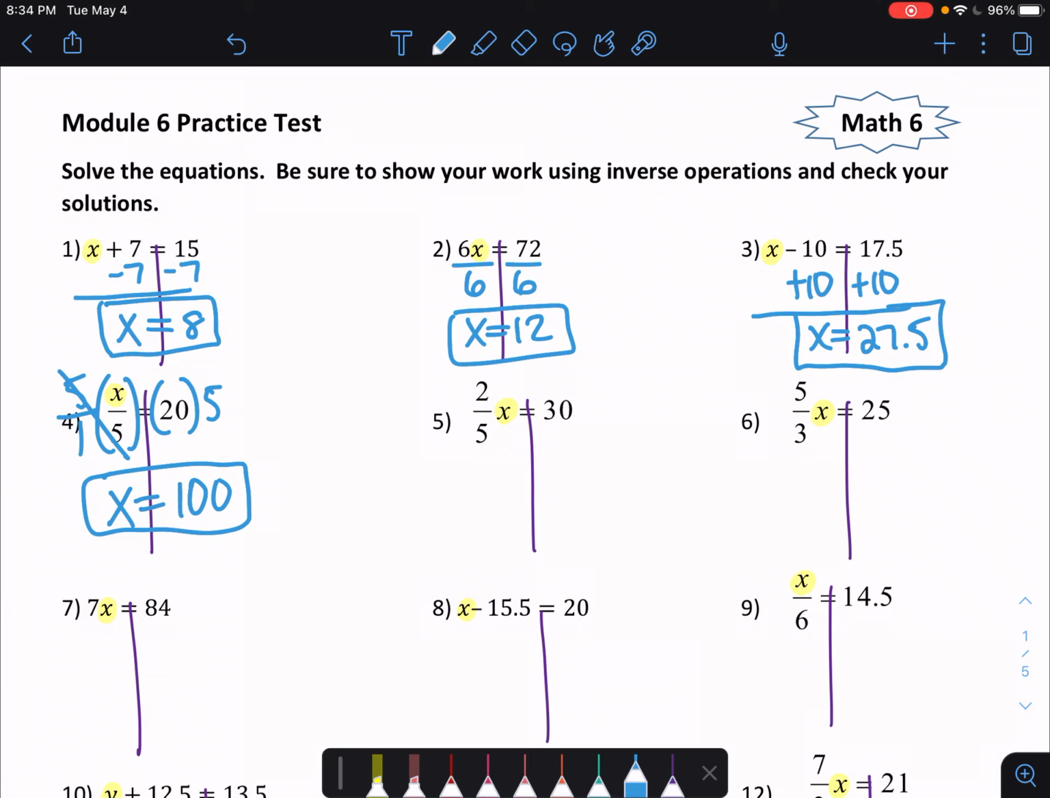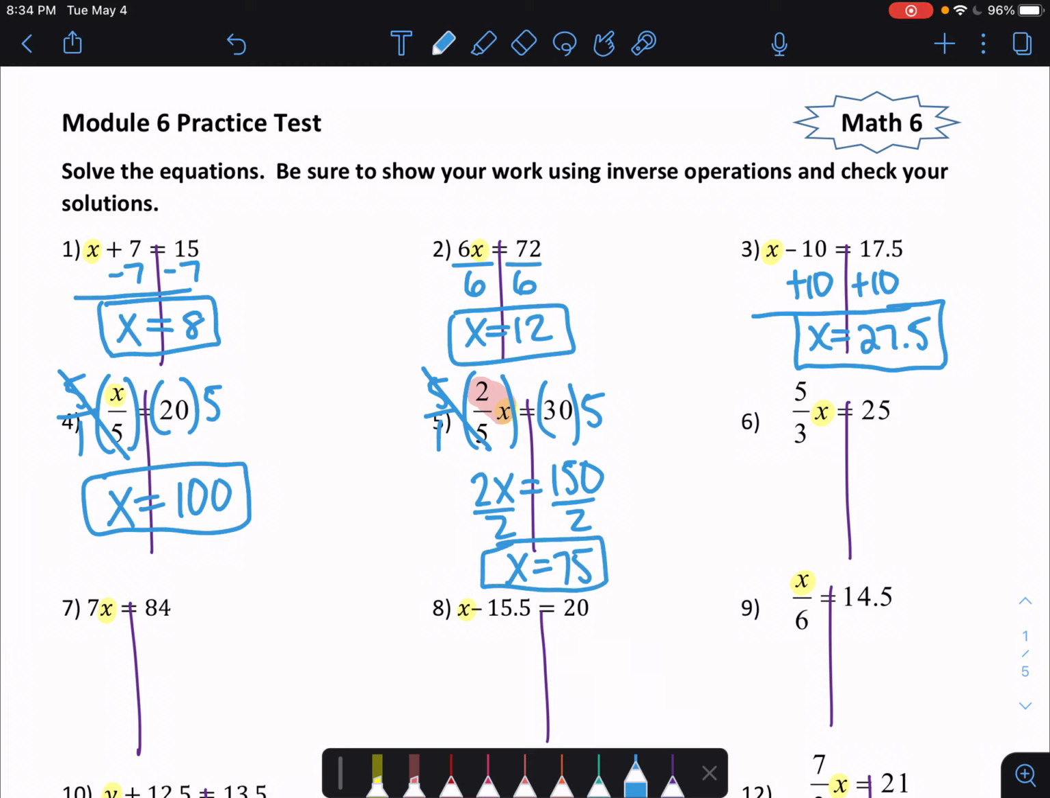For number 5, I am first going to multiply on both sides to undo division. So I'm going to multiply by 5 over 1. So this means that I'm left with 2x on top. That's going to come down into the next step. And then 5 times 30 is 150. And then I'm going to divide by 2, and I get x equals 75.